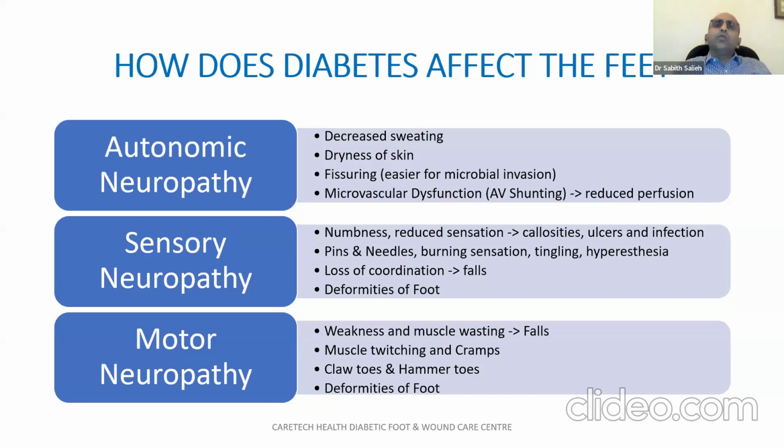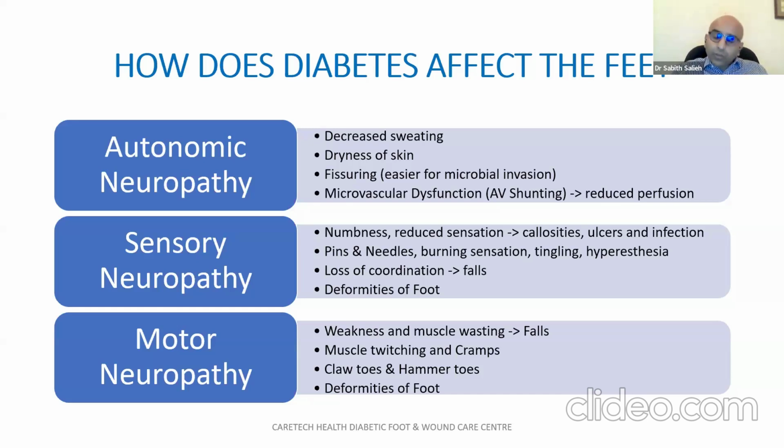The sensory neuropathy component, so they would always complain of numbness, reduced sensation. A lot of them would tell you, it's like you're walking on cotton wool, right? And because there's reduced sensation, you can develop callosities, ulcers, and you won't realize these until they become infected, right? And then a lot of them complain of pins and needles, burning sensation, tingling, and some people are very, very sensitive, or what we call hyperesthesia. And usually most diabetic neuropathies tend to get worse at night, right?